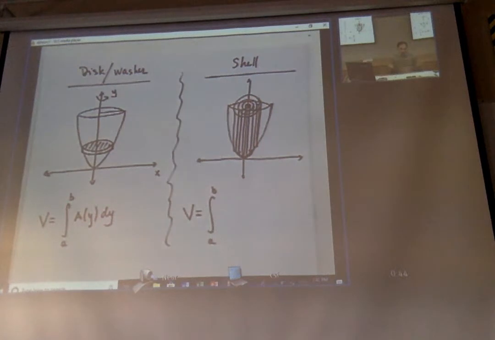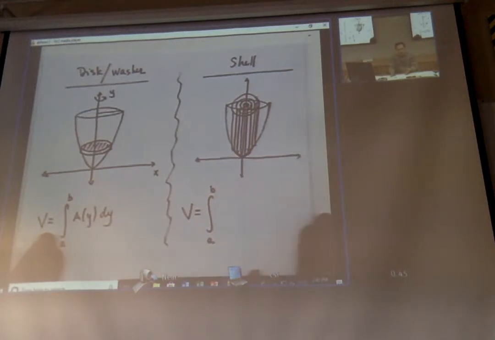Parallel, right, to x-axis, that means what? Dx, right? Parallel to y-axis means what? Dy. So this was parallel to y-axis or y-axis. This is dy. Shell will be just what? Dx, just opposite, and that's it. Okay, shell will be opposite. So not too much to think about. Shell is always opposite. So if you know what washer disk is, shell is opposite.